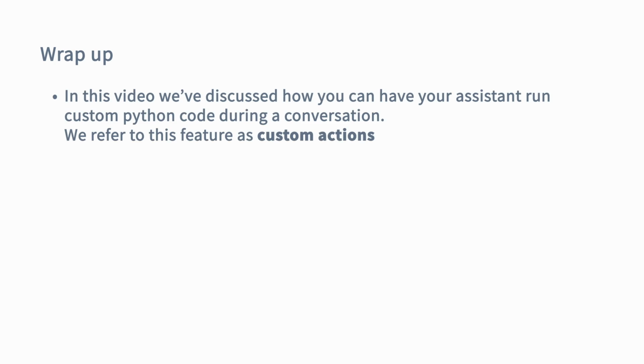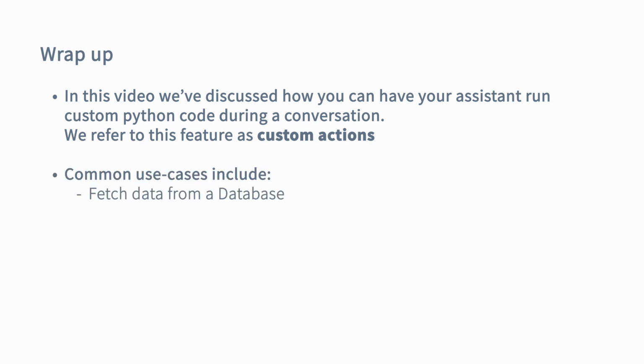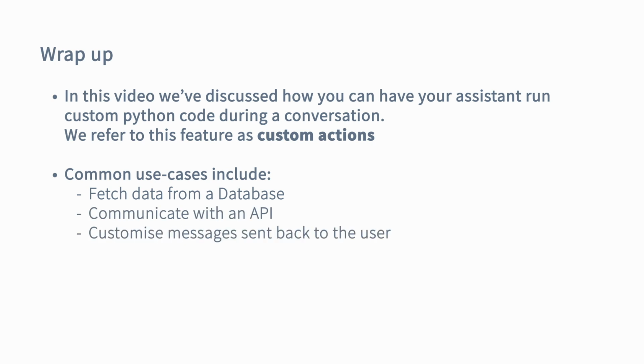So let's wrap up. In this video, we've discussed how you can have your assistant run custom Python code on behalf of your users. We refer to this feature as custom actions. And the idea is that you can use this feature to fetch data from a database, communicate with a third-party API, but you can also use it to customize the messages that we send back to users programmatically.